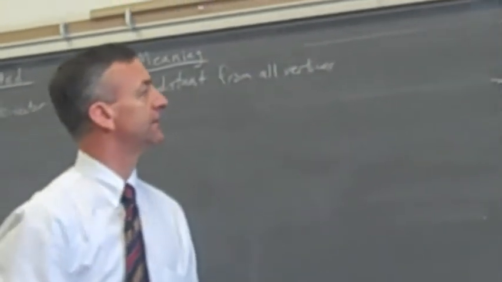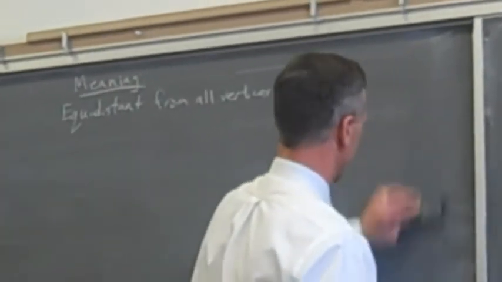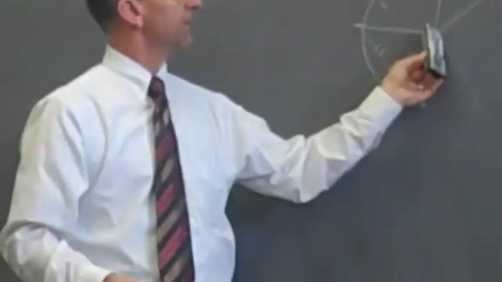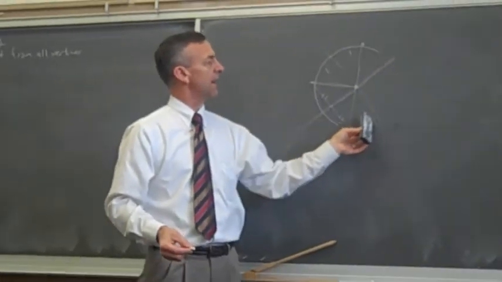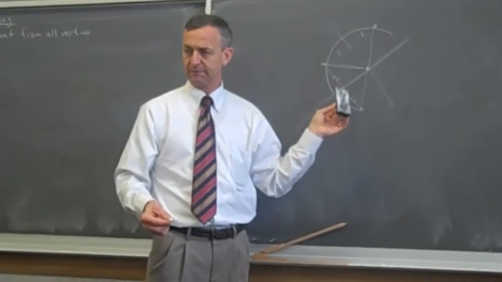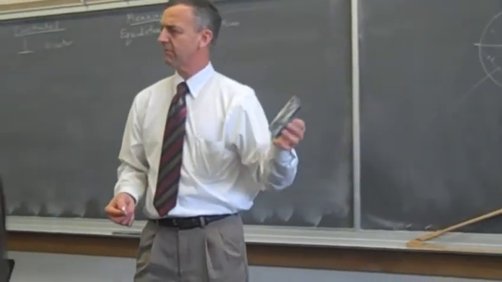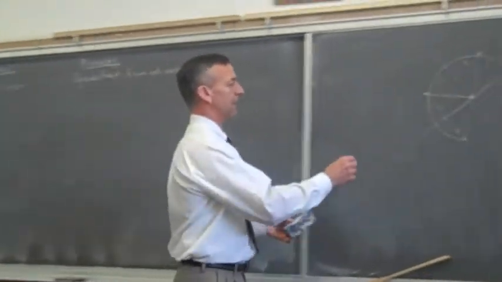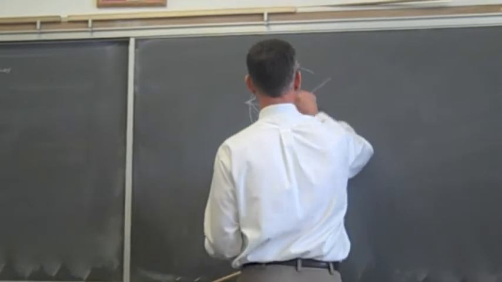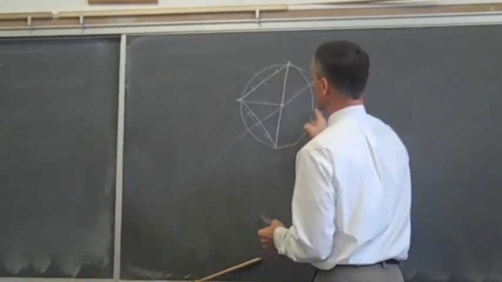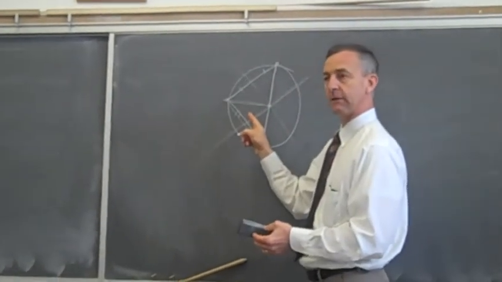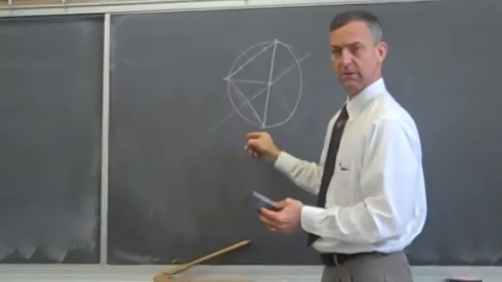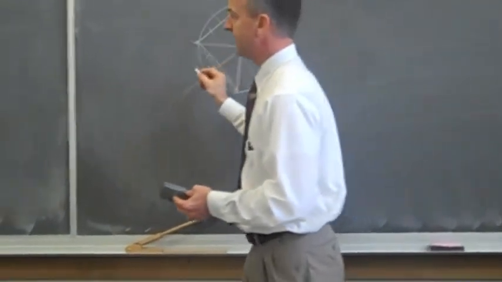As such, it is the center of the circumscribed circle. That's getting you some vocabulary. We've got a triangle inside here, and we've got a circle that is circumscribed about the triangle. The triangle, we say, is inscribed in the circle. Does that make sense? Okay?